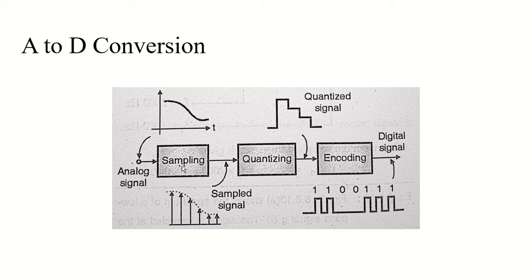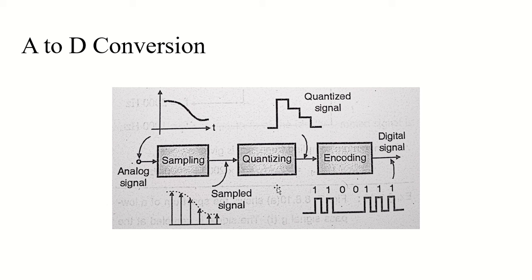Now what happens in this sampling block? The analog signal is applied at the input of the sampler. This can also be called a sampler, by the way. The sampler is basically a switch which samples the input signal at regular intervals of time and will produce the discrete version of your input signal.